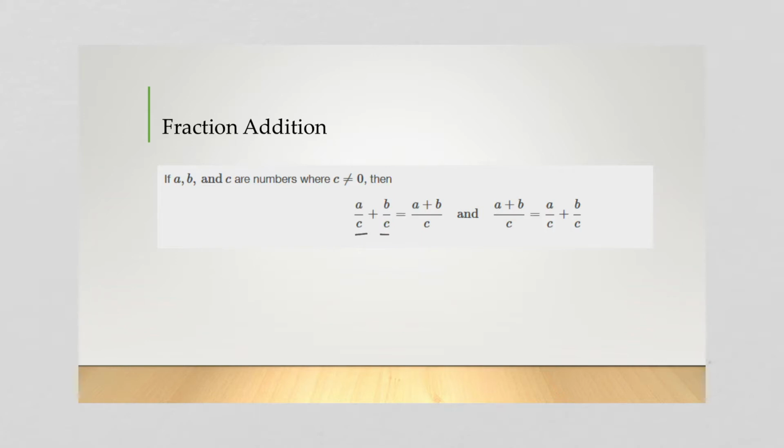When you combine them, you don't add the denominators together. The denominator stays that number, but you can add your numerators together, okay? And then vice versa. You're allowed to pull it apart from this to this, all right? And that's what we're going to be doing today.